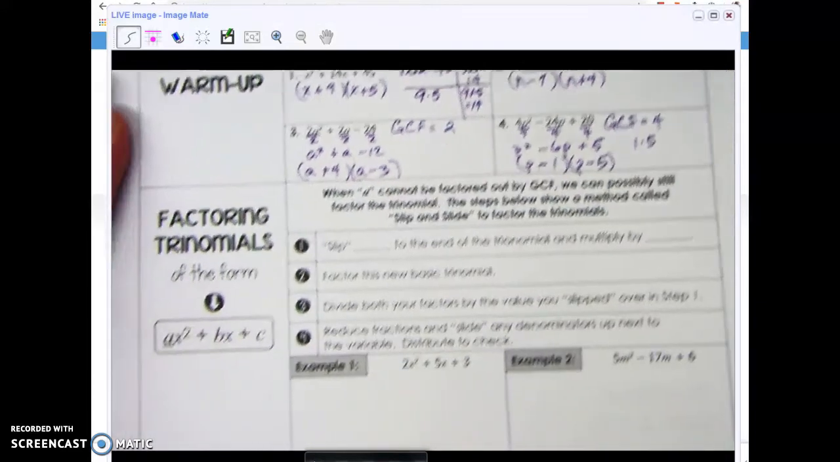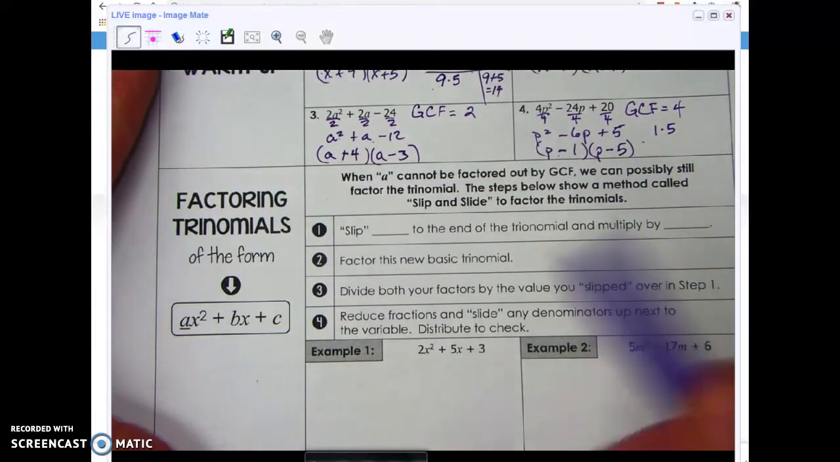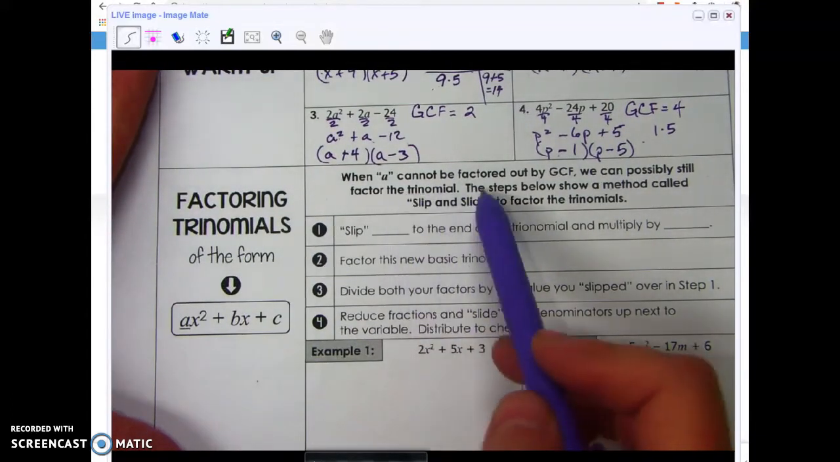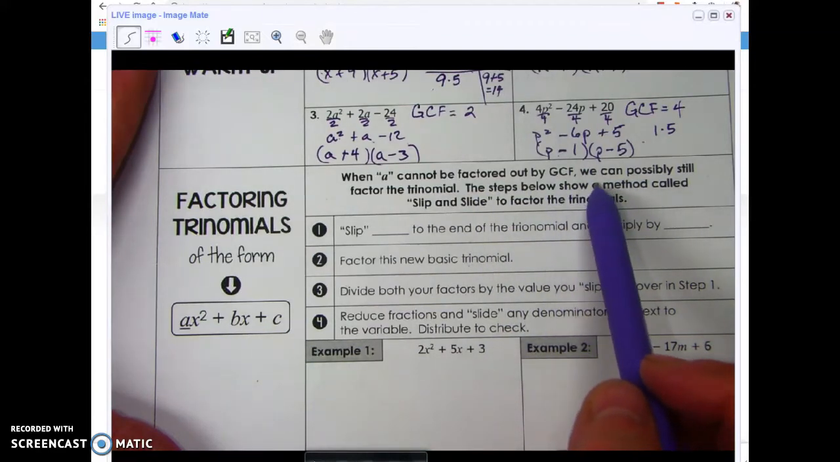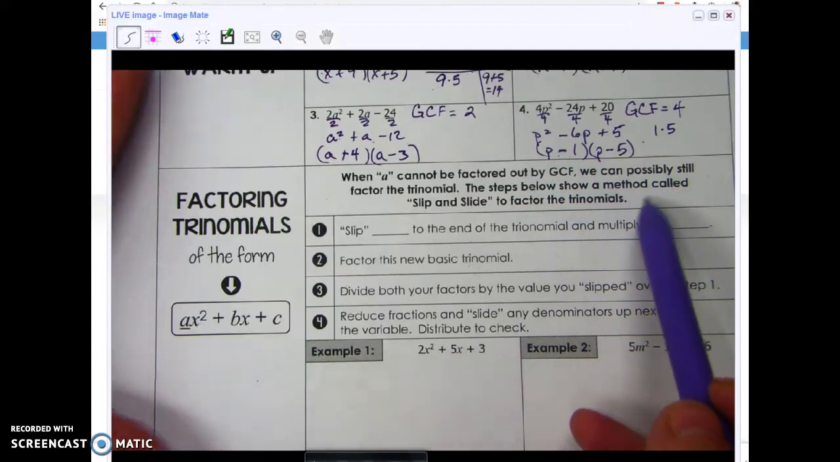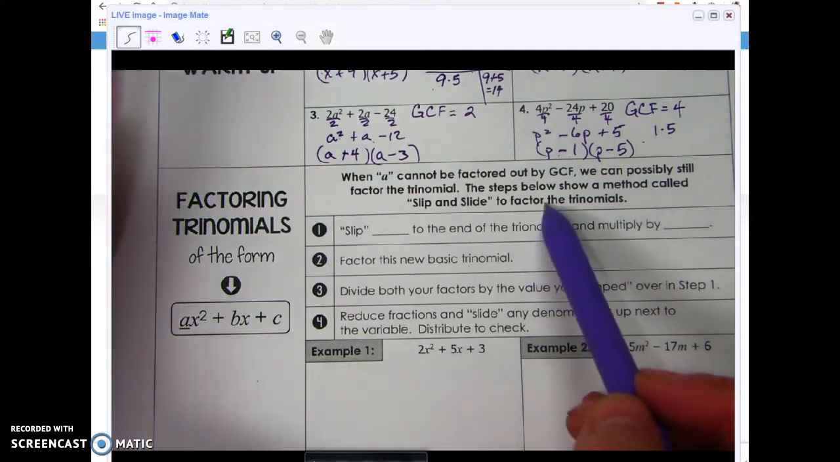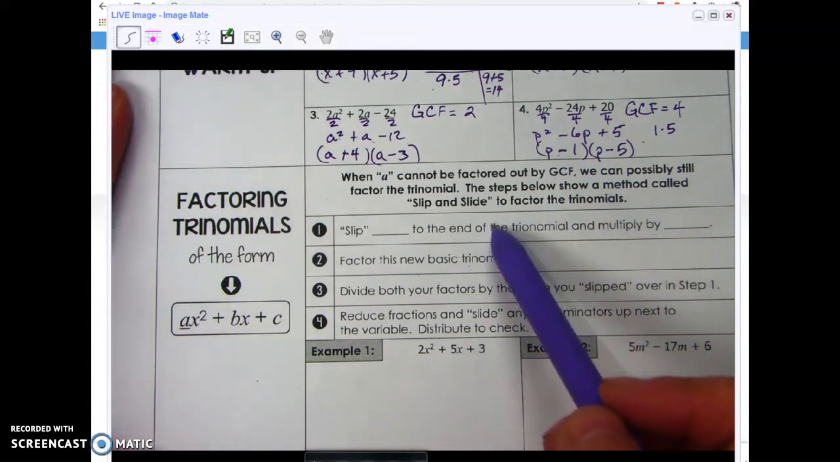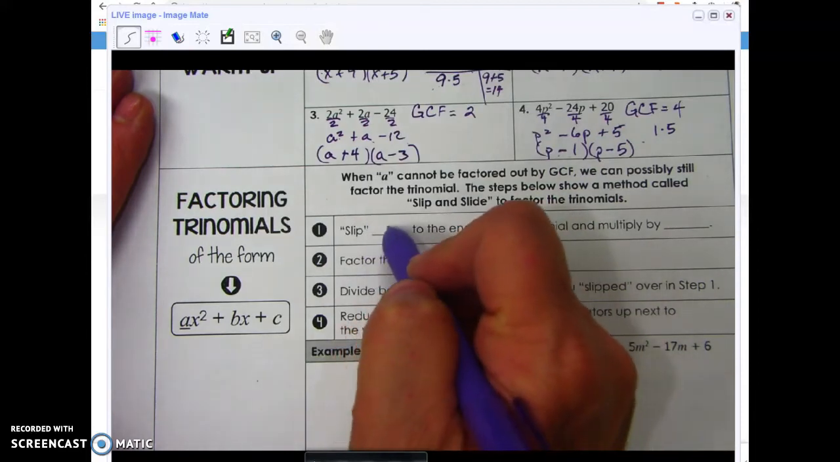Now, we're going to take it a step further. So, when a cannot be factored out by a greatest common factor, we can still possibly factor the trinomial. The steps below will show the method called the slip and slide to factor the trinomials. So slip.